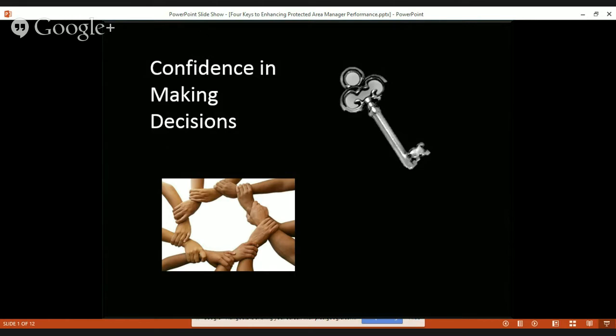And developing confidence is not something we normally think about in capacity development programs. We usually think, as I said, mainly about the physical and conceptual skills. Sometimes we'll think about critical thinking ability, but confidence is very important in making decisions.